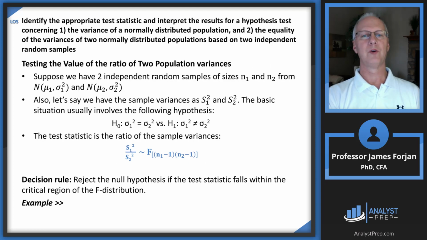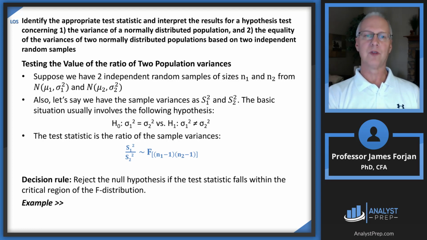Now, suppose we have two independent random samples, of size n1 and n2, and they each have their own mean and their own standard deviation. We have sample variances from those two populations, and we want to know whether or not those two variances are equal, based on our knowledge of the population variance. If we take the ratio of those two sample variances, we get an F distribution.